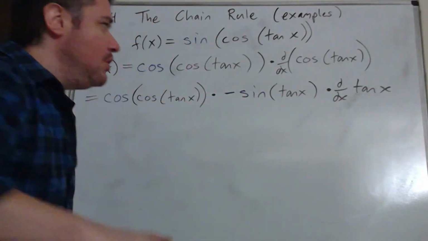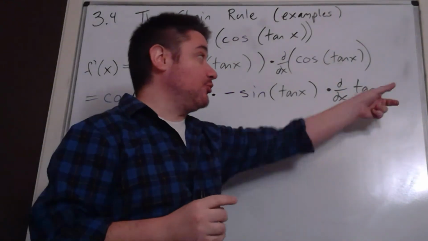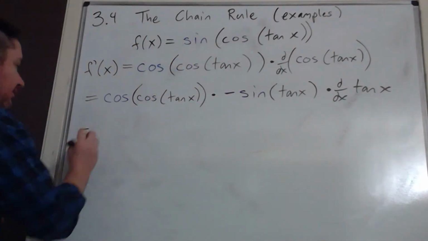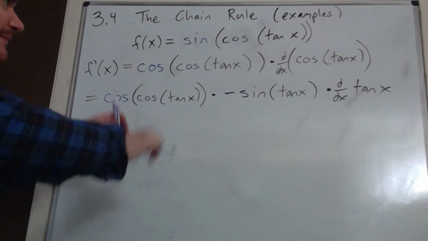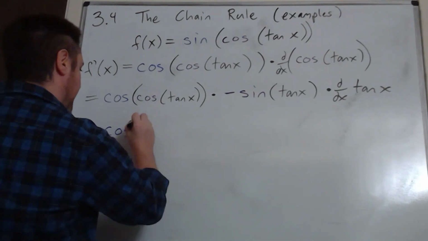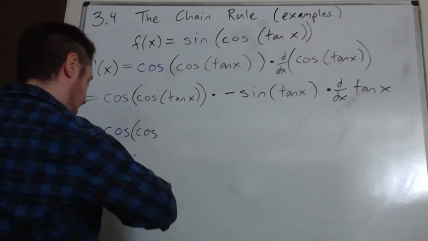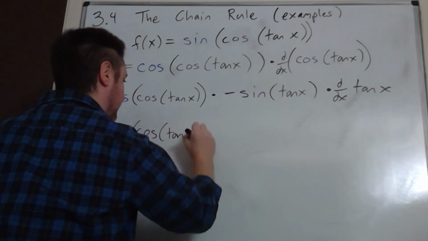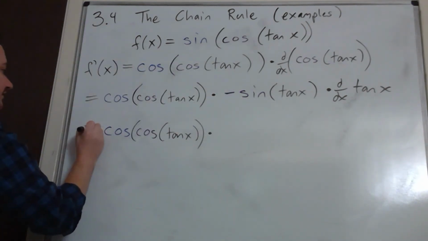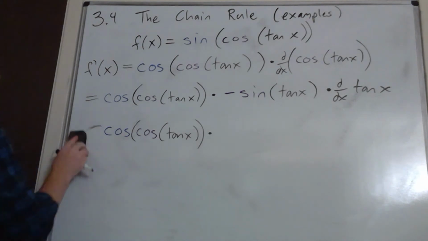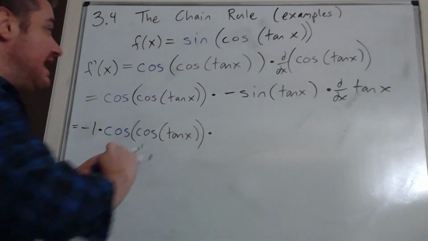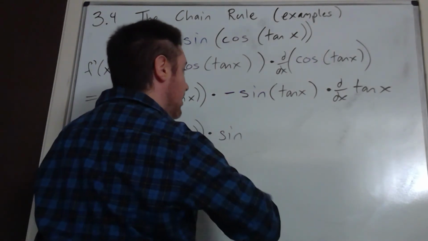What could I do right now? On the board, I could just erase that and replace it with this derivative to save some time, and especially since I did this in all the crazy colors, that might seem prudent. But let me just write it out. Cosine of tan of x times that minus sign. I'll pull this minus sign way up front, because that's just a minus 1 being multiplied by something somewhere. And then what I've got left here is times sine of tangent of x.